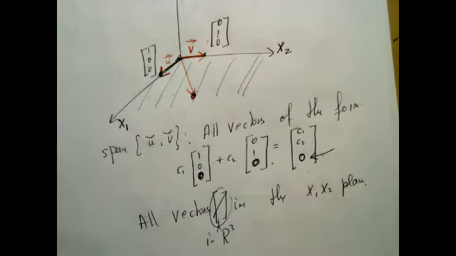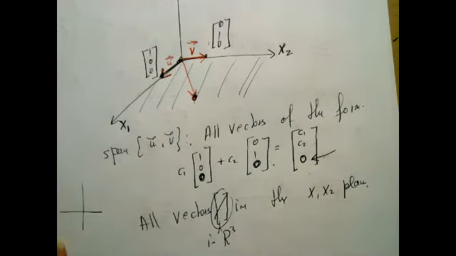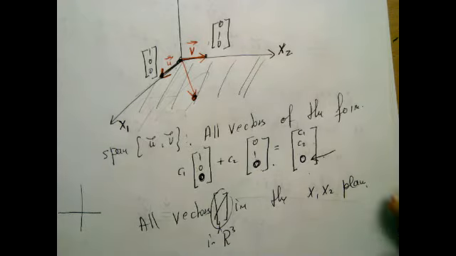Okay, so sometimes we say that the span is just the x1, x2 plane, but the x1, x2 plane which is in R3, not this x1, x2 plane. It's the x1, x2 plane that lives in R3, not the R2. So it's just a plane in R3.